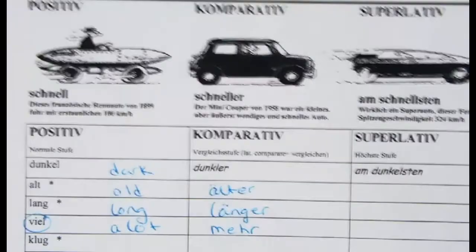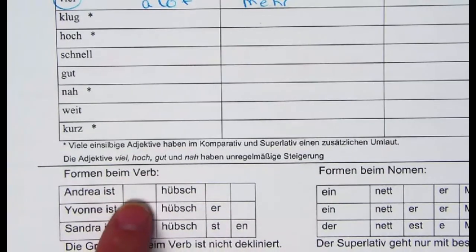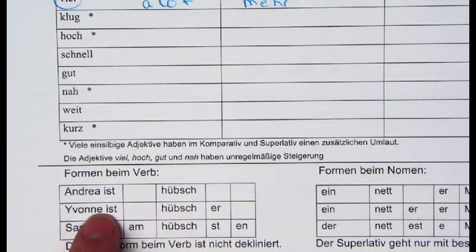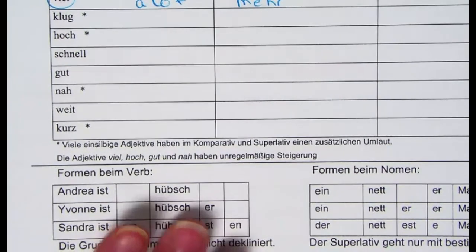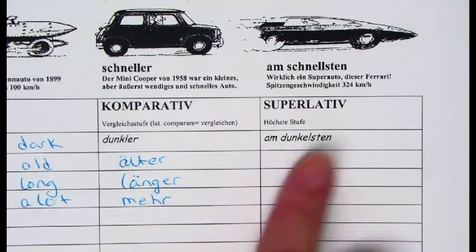Also, going back to this handout really quick, this is a little sheet that shows you how to use those different forms with adjective endings and without. Hold on to this sheet. You're going to need it whenever we go over superlative.